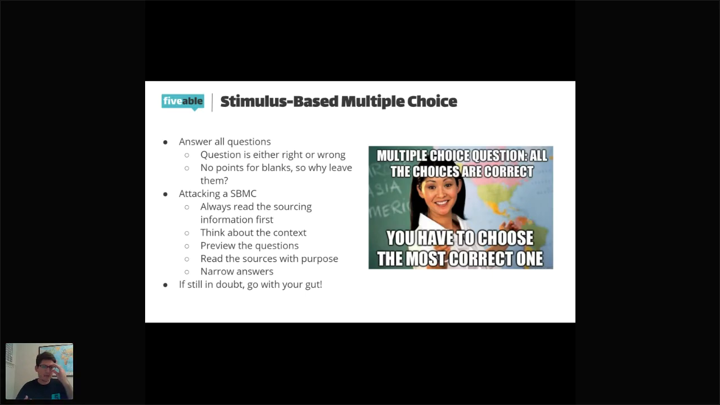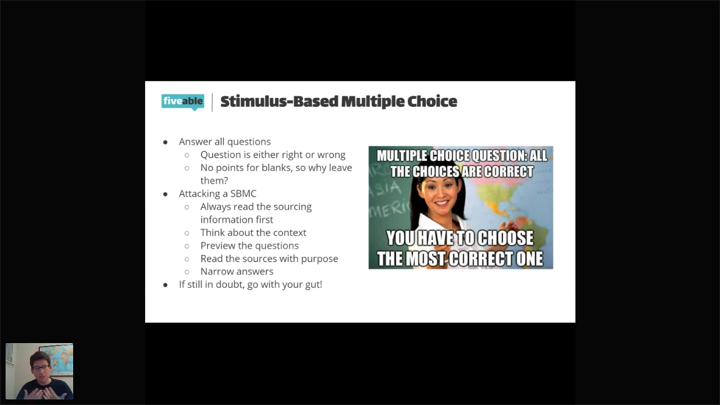Also, narrow your answers down. Throw out one answer that's wildly off base. You can throw out another answer that's out of the time period. Get it down to 50/50, and you're going to have a really good shot on this exam. And of course, if you are still in doubt after you get those answers down, go with your gut. Especially if your gut's telling you something, don't go against it.